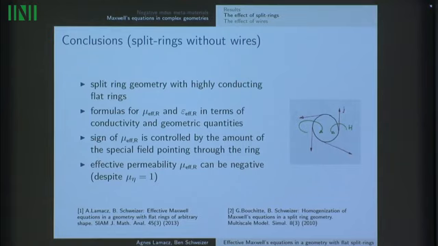And this is despite the fact that we started with a permeability which was constantly equal to 1 everywhere. And this is the reference to the paper by Guy Bouchitté and Ben Schweizer, which was the original paper which treated the split ring structure in the circular case.